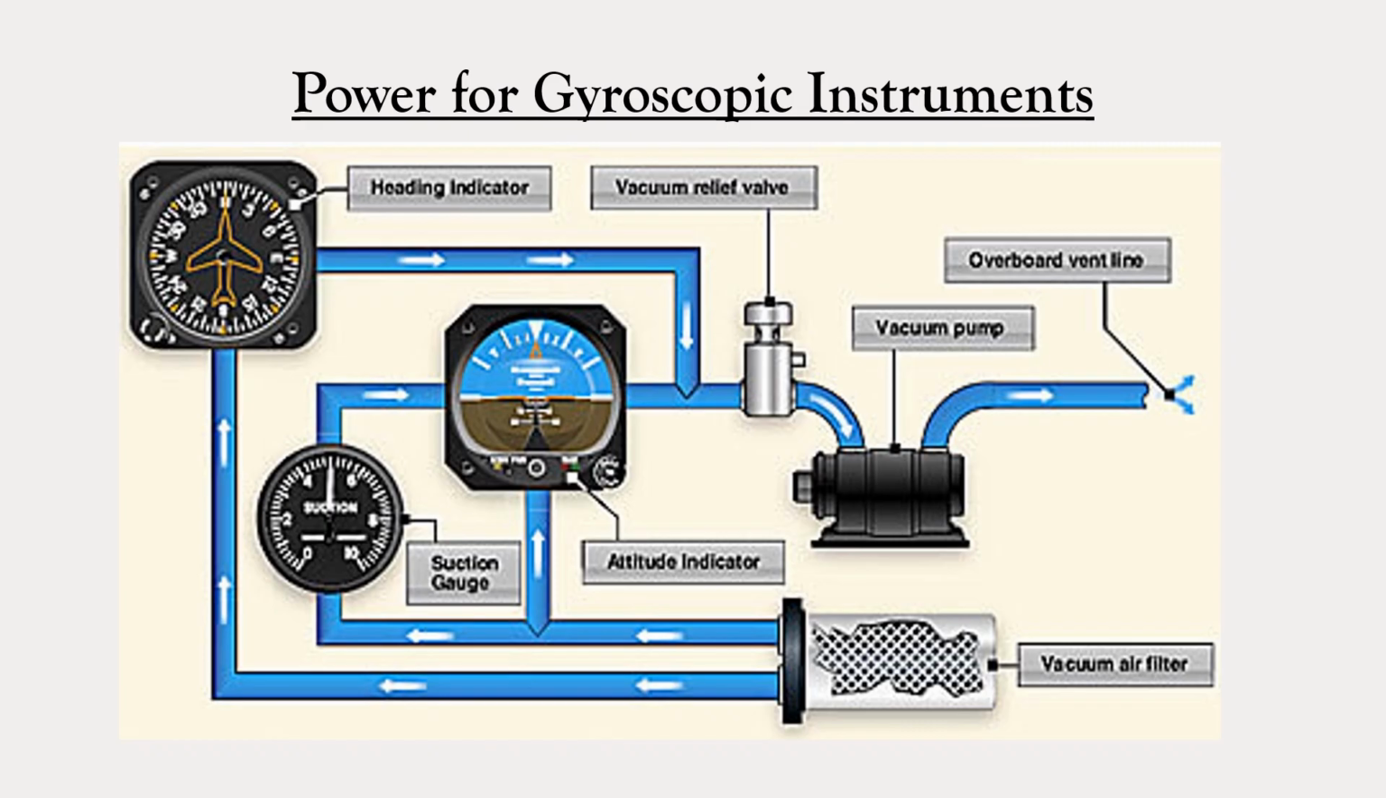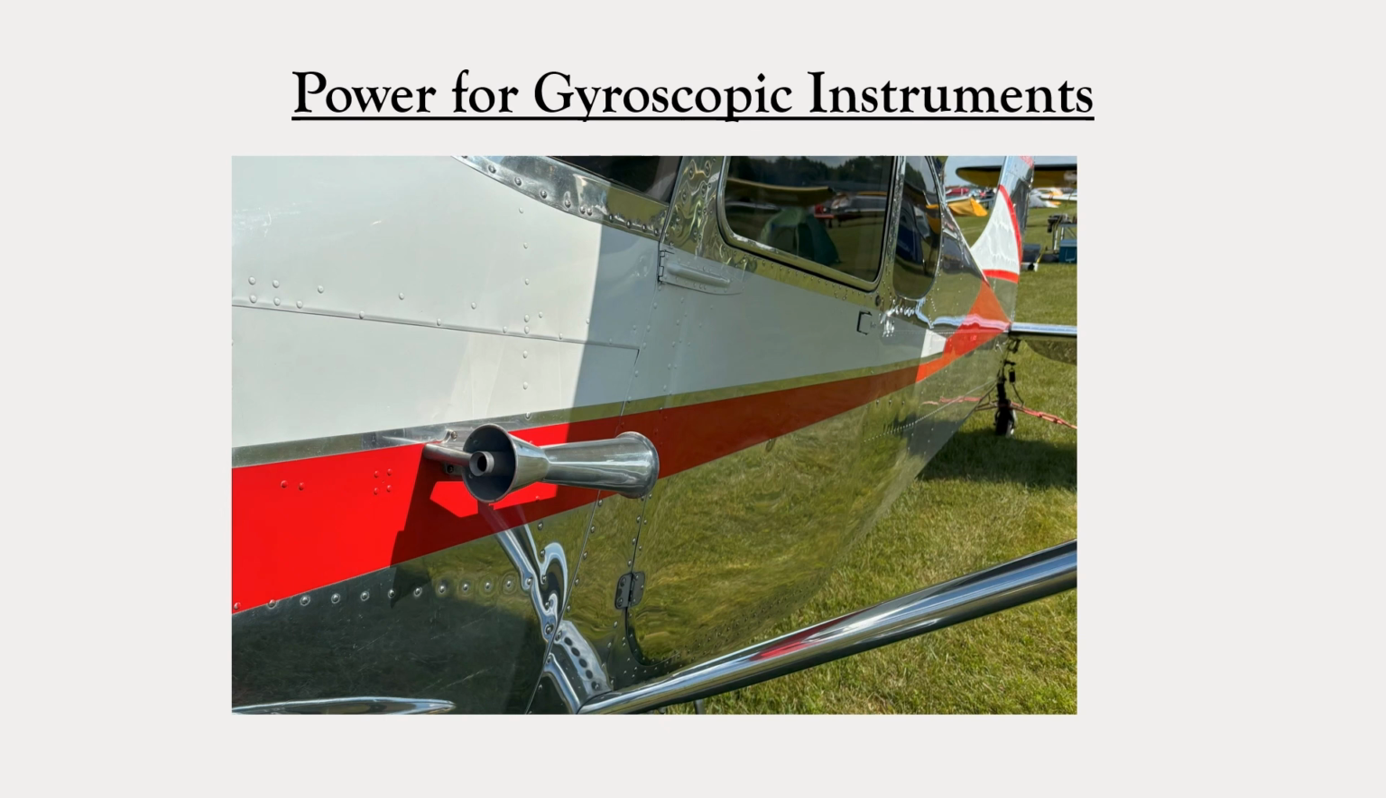In modern aircraft, vacuum is provided by an engine-driven vacuum pump. In older airplanes, vacuum for instruments may be provided by something called a venturi tube.